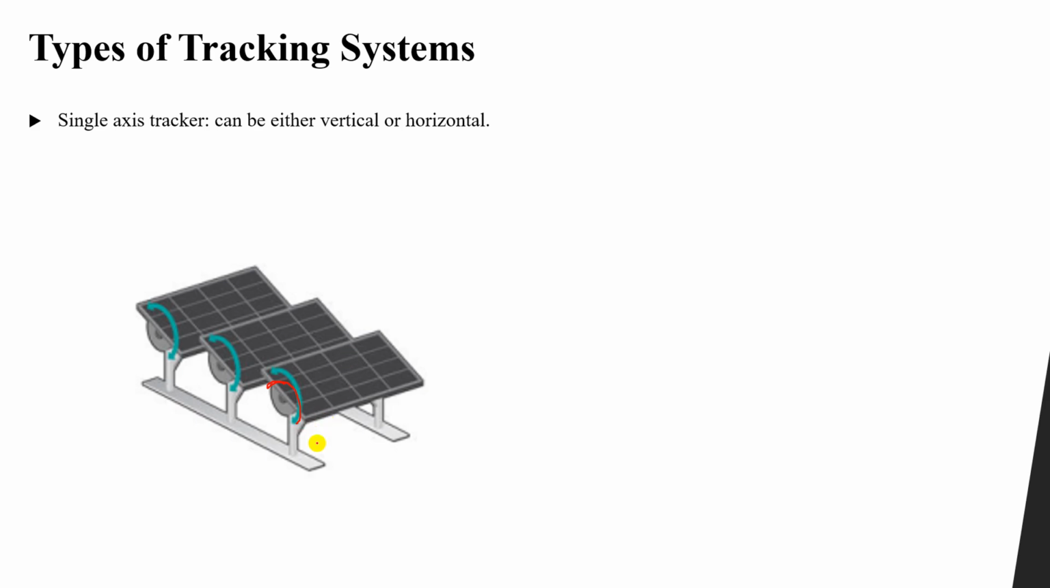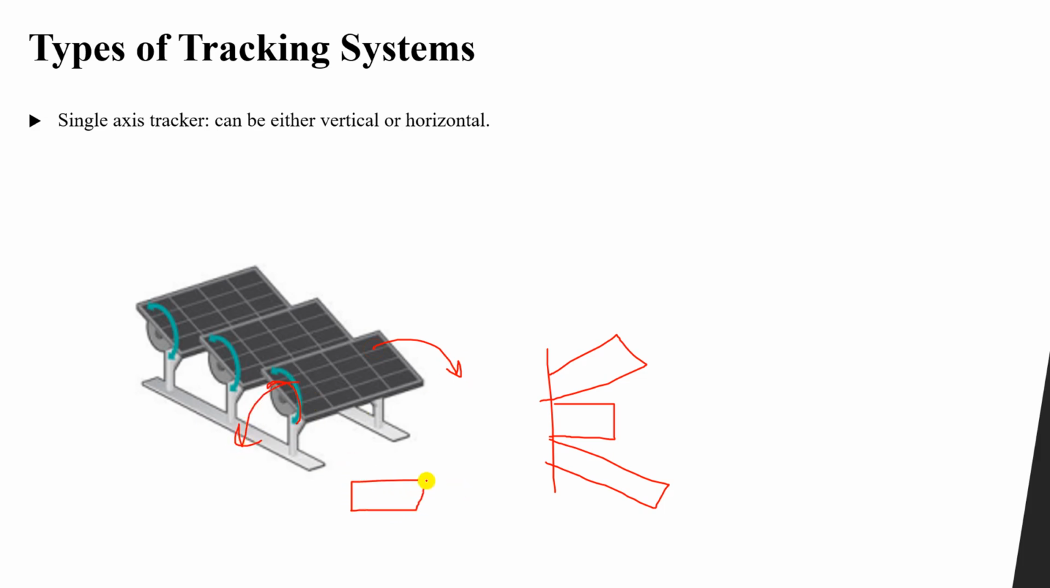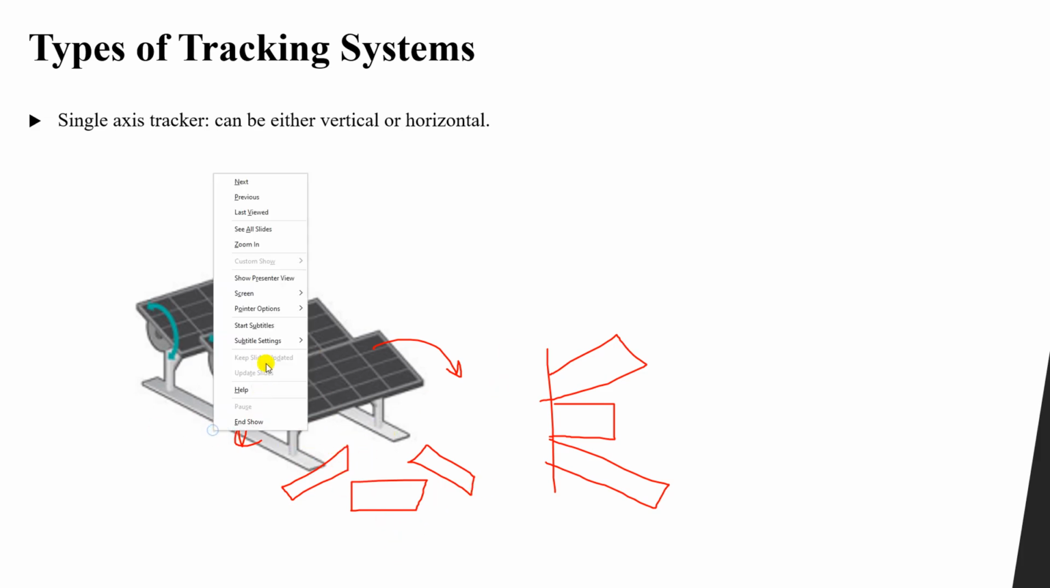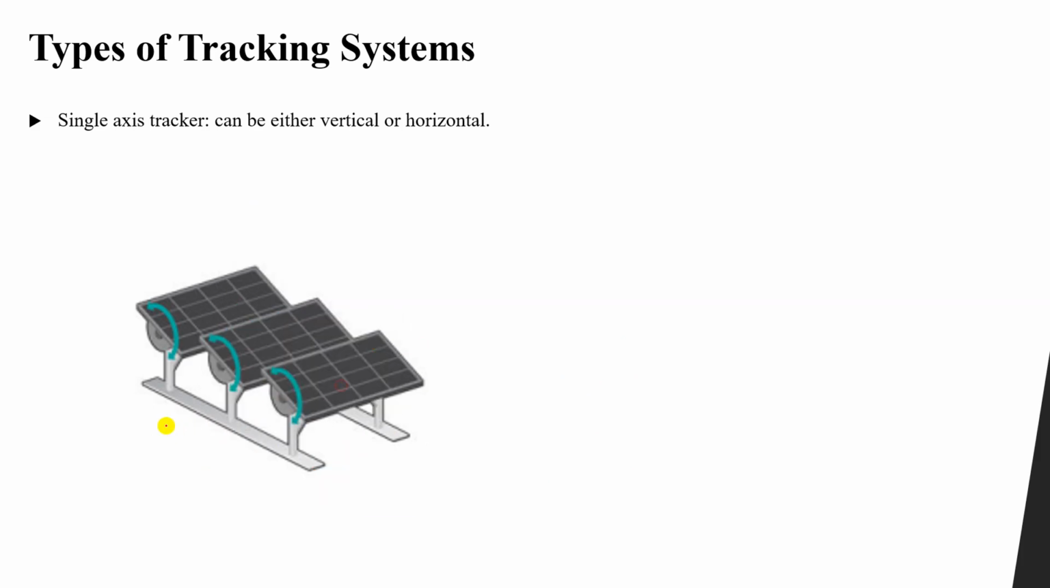So it can be in this position, or it can be like this, or it can be like this. So it is moving in the vertical axis. Other type, which is the horizontal, is moving like this and like this. So sometimes it can be like this, other time it will be like this, other time like this. You will see a video now which shows these types of tracking systems.